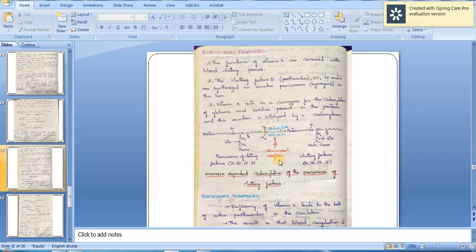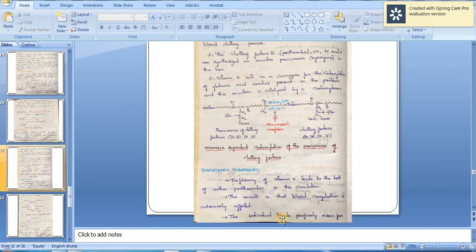the vitamin K action. Next, coming to the point, deficiency disorders. The deficiency of vitamin K is uncommon since it is present in the diet in sufficient quantity, and is adequately synthesized by the intestinal bacteria.